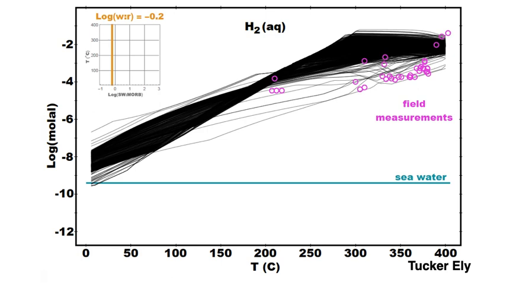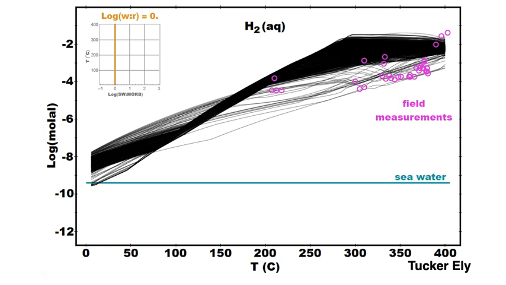Each curve represents a different mid-ocean ridge basalt composition, and you can see that they are spread out a little bit in this diagram. You can also see that at this water-to-rock ratio, which is fairly low, most of the calculated curves are high compared to the field measurements.